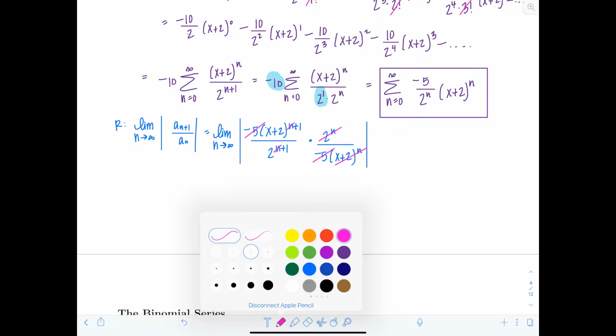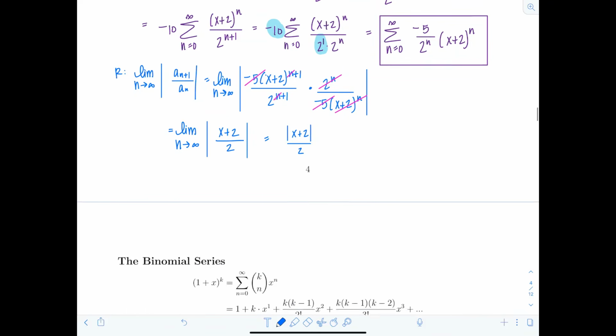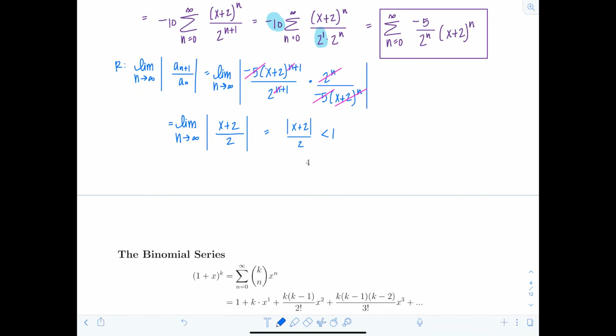So what are we left with? Let's see, I'm left with the limit as n approaches infinity. I have absolute value, x plus 2 over 2. Wait a minute, there's no n's. Okay, then this is a constant if you're looking at the limit as n approaches infinity. So this is just the absolute value of x plus 2 divided by 2. And in order for this series to converge, this quantity, this limit, needs to be strictly less than 1, which means the absolute value of x plus 2 has to be less than 2. So now we know our radius of convergence is equal to 2.